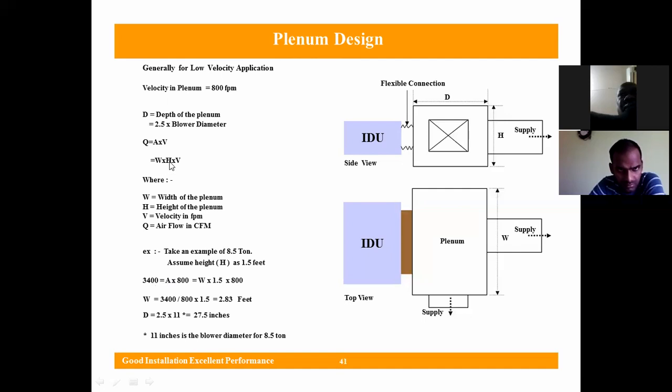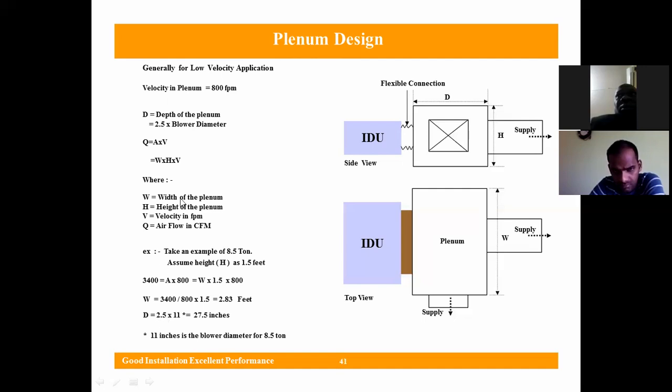Area means width into height, correct? So height we already know. We have assumed 1.5 feet. So width into 1.5 into 800. If you are equating here, you will be getting the width also. 3,400 divided by 800 into 1.5, you got 2.83 feet. So you got width, you got height.